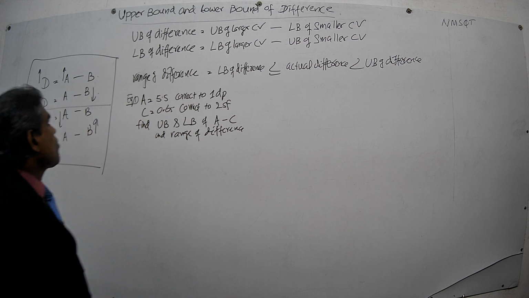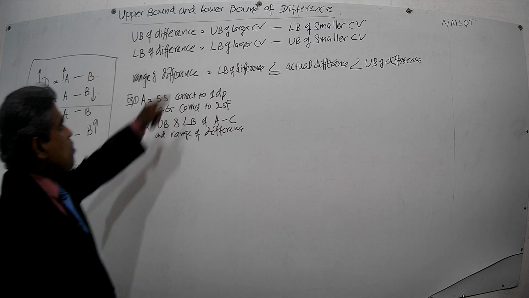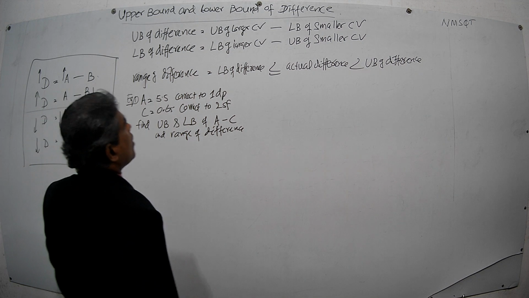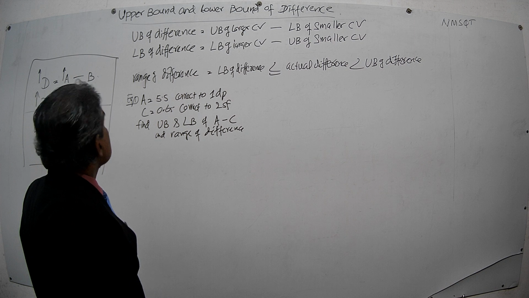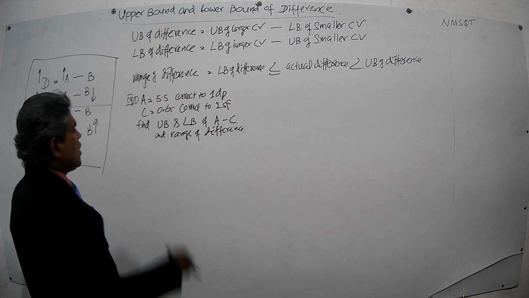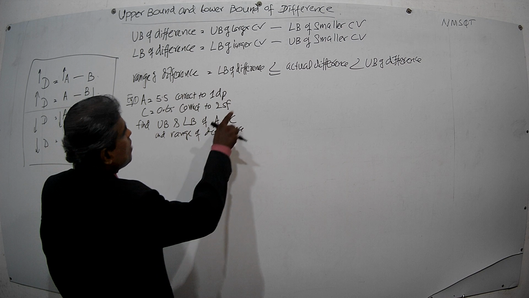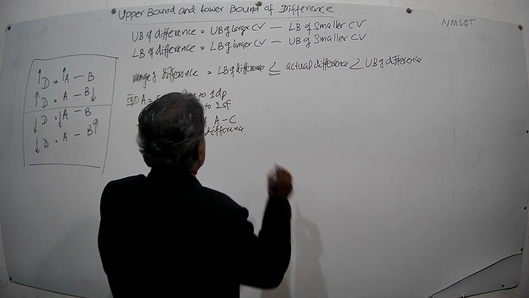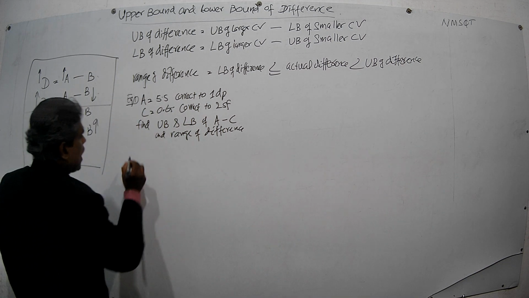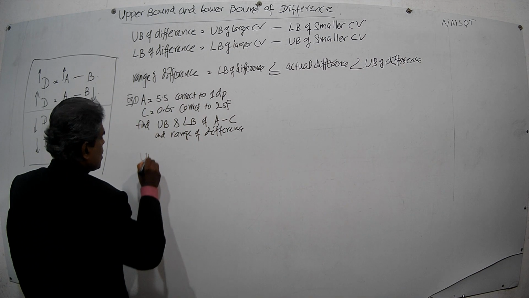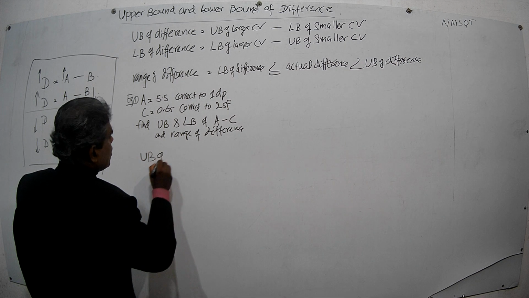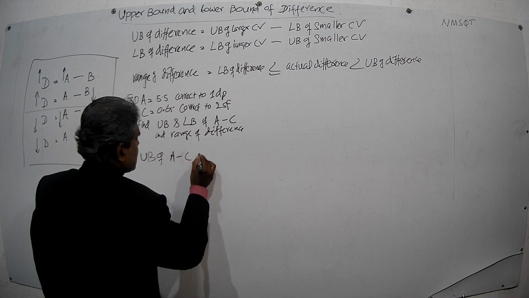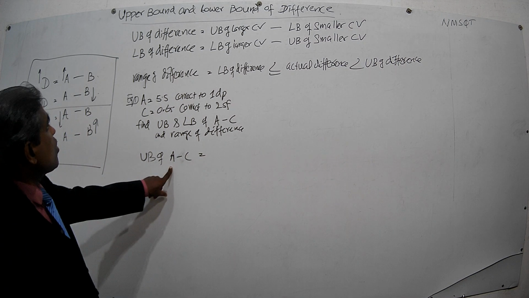Okay. Now upper bound of difference. To find the upper bound of difference, we have to get what? Now you are asked to find the upper bound and lower bound of A minus C. All right. Okay. Then we will find like this. There's an upper bound of A minus C. A minus C.